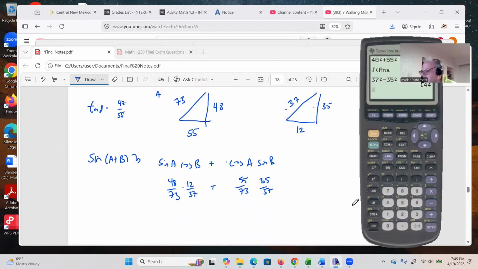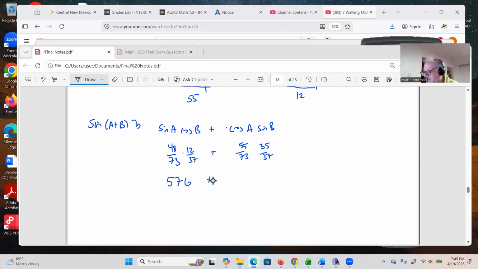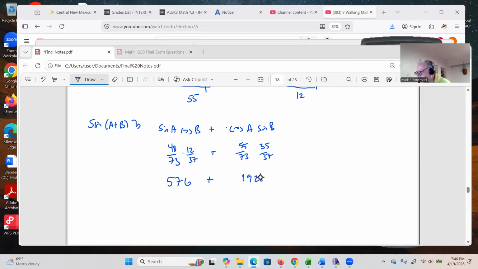So what are we going to do next? This is going to be 48 times 12, which is 576. So here we have 576 plus, and they're all going to have common denominators, which is kind of a nice thing. This is going to be 55 times 35, and that's going to be 1925 in the numerator.